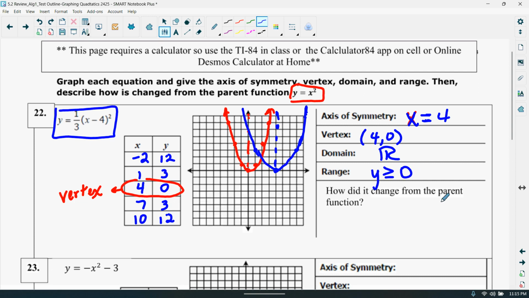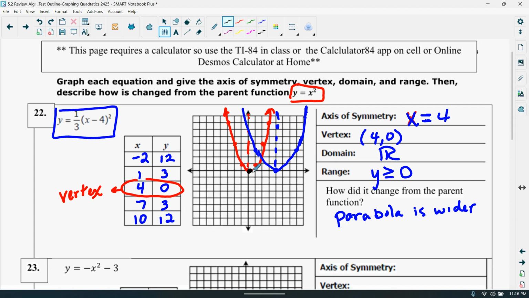It says, how did it change from the parent function? So in my drawing here, the parent was the red, and the new function is the blue. So how did it change? Well, I'm hoping you can see that the parabola is wider. That's one way it changed. And also I can see it off the vertex.